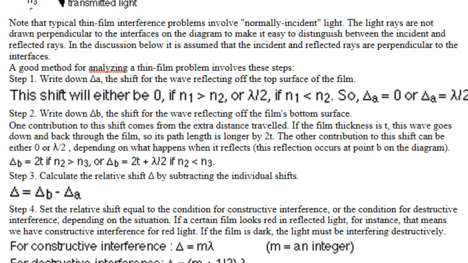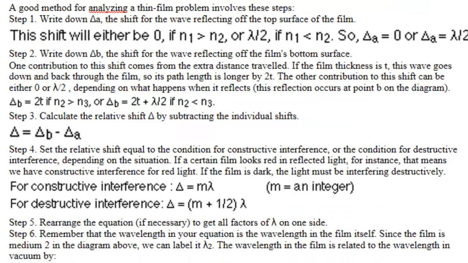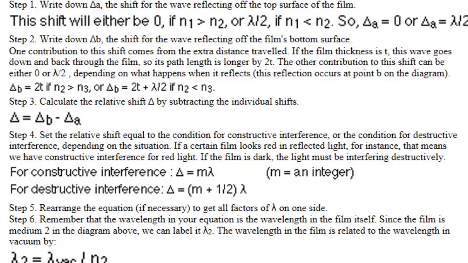Step 4 is then setting that relative shift to the condition for constructive interference or destructive interference, depending on the situation. So for example, if a certain film looks red in reflected light, that means that it has to have constructive interference for red light. If a film is dark, then a light must be interfering destructively. So remember, for constructive interference, that delta should be equal to m lambda, and for destructive, it'll be m plus a half times lambda, where m is an integer number of wavelengths.